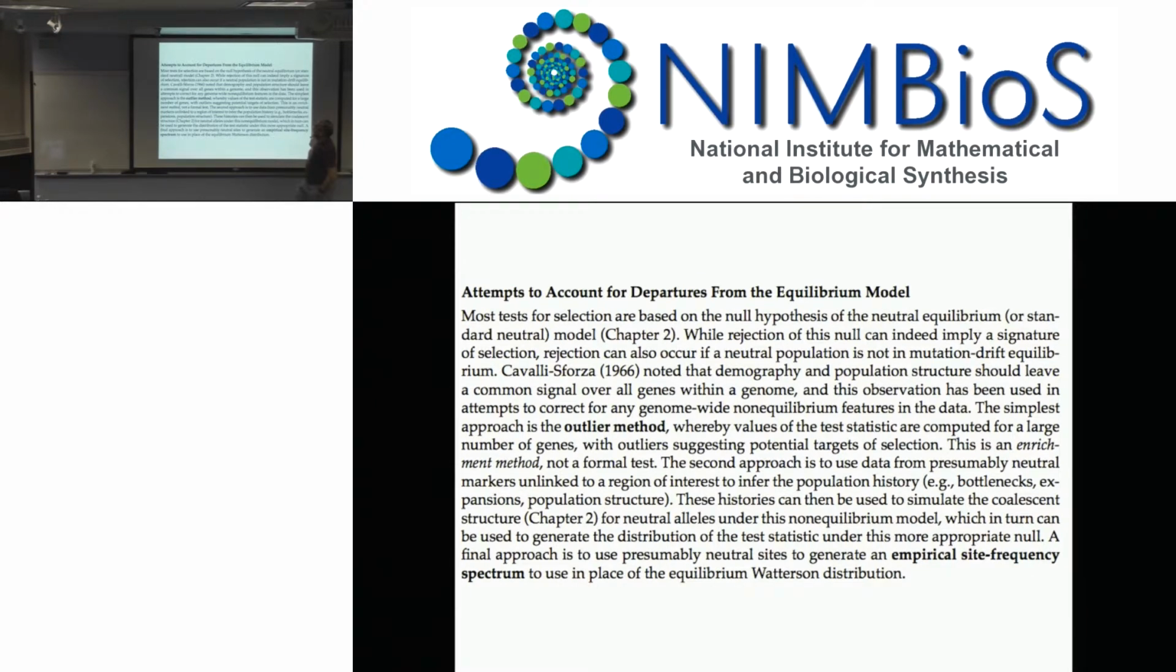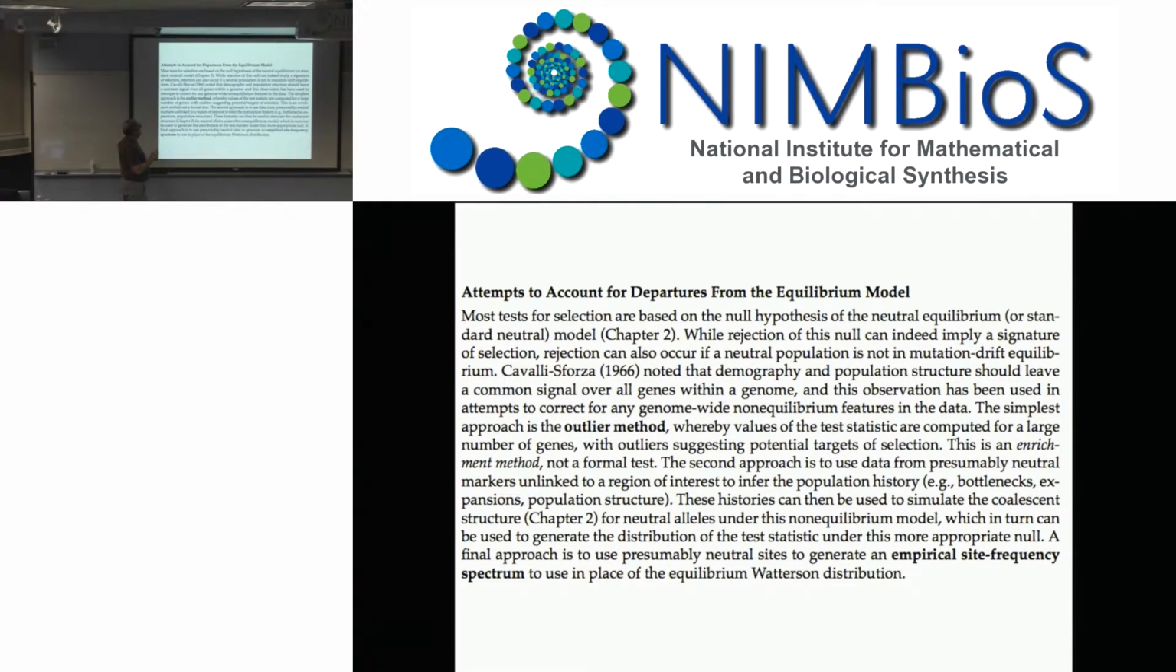So one of the key ideas is, how do you attempt to account for departures from the equilibrium model? Not neutrality, equilibrium. The population hasn't been its current size long enough for the rate of removal by drift to balance the rate of input by mutation. The population has expanded. I've got population structure. How do I account for that?